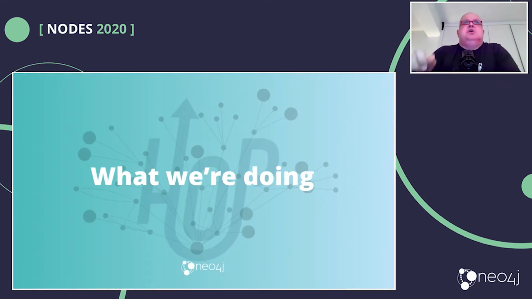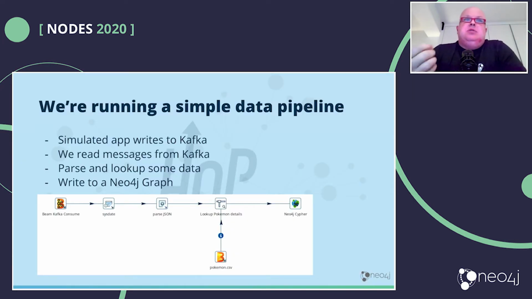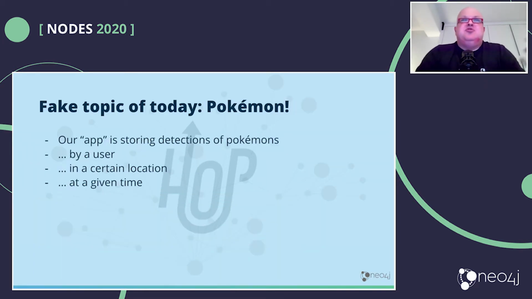What we're doing today is running a simple data pipeline, and we're going to simulate an app that writes messages to Kafka, and we're going to read them back, parse them, look up some extra data, and write them to a Neo4j graph, right? We're going to have a fake topic of the day, Pokemon. So our app is storing basically fake detections of Pokemons. People find Pokemons in a certain location at a given time, right?